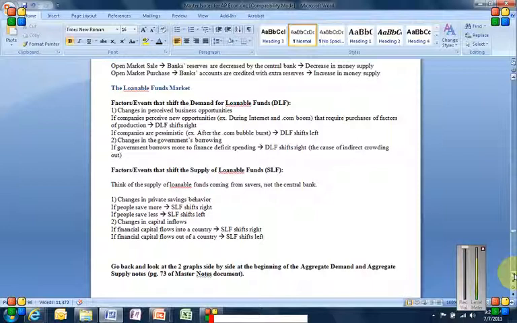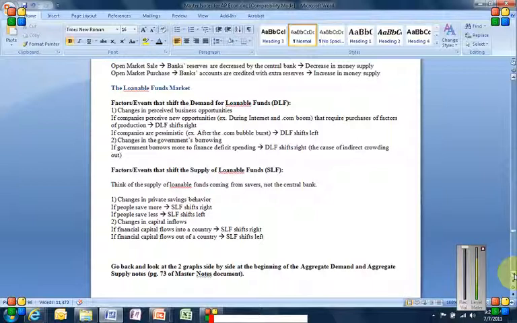Secondly, if there are changes in the government's borrowing policy, this might strike a chord with one of our previous lessons. For instance, if the government borrows more to finance deficit spending, that would lead to the demand for loanable funds shifting right, which can be the cause of indirect crowding out.